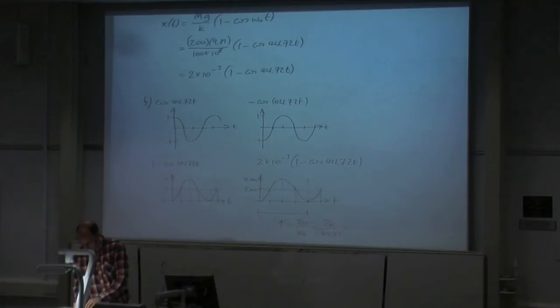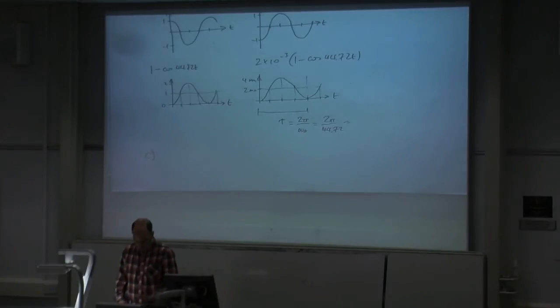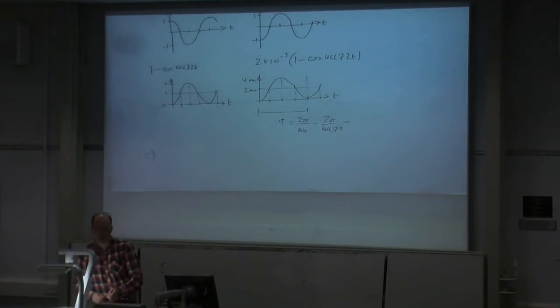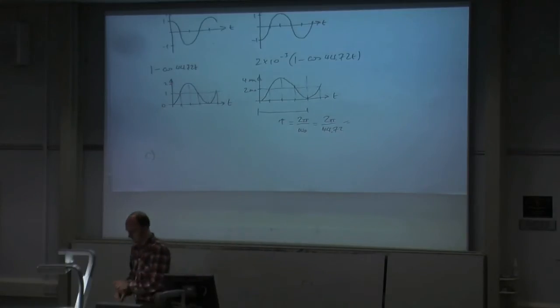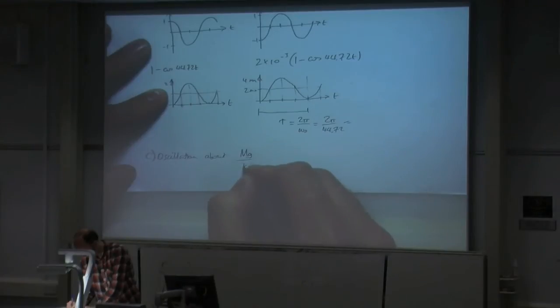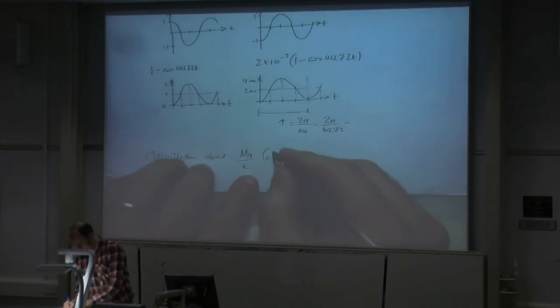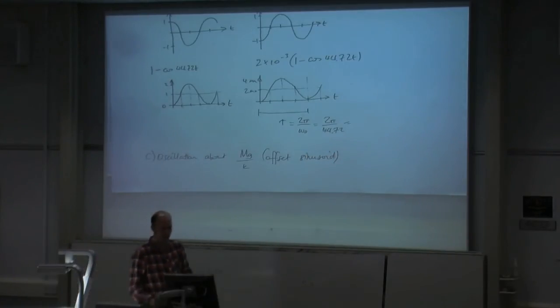And part C says, discuss the implications of your findings. And what I mean by that is say something to the nature of, it's an oscillation centered around mg upon k. Offset sinusoid.